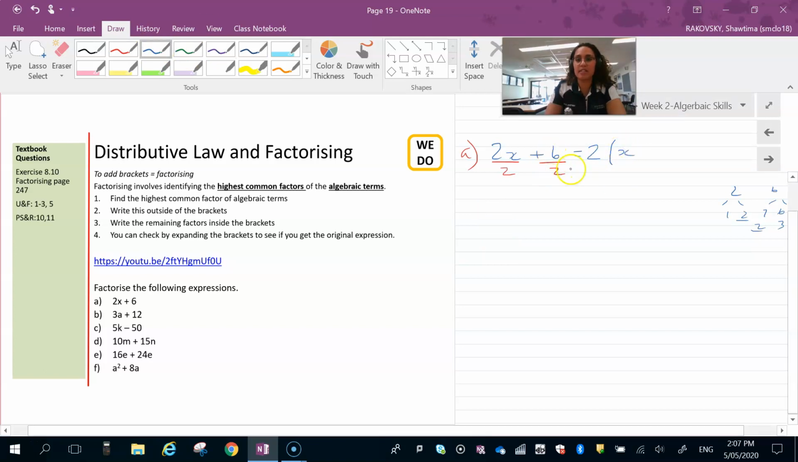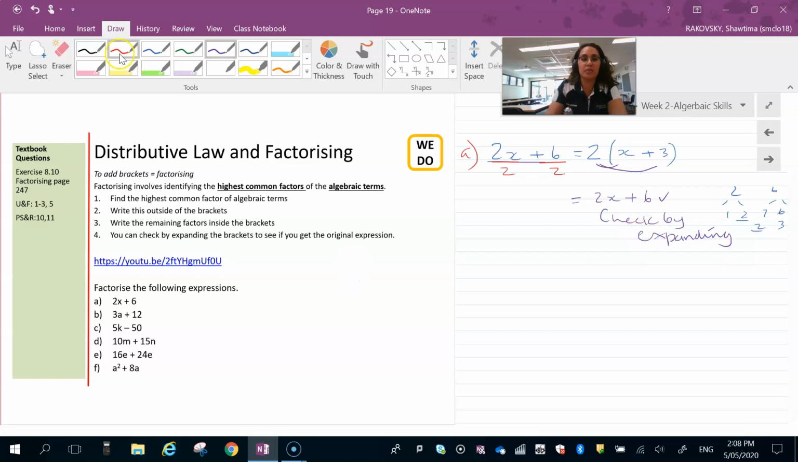So the factorized form of 2x plus 3 is 2 times bracket x plus 3. And if you're ever unsure, lo and behold, we can expand. So do your crab claws, 2x plus 6. Hey, look at that, they match. So that's a way to check by expanding if you are unsure.